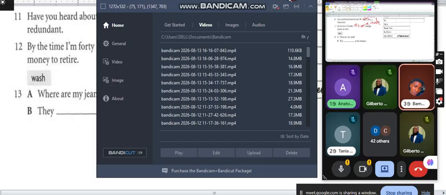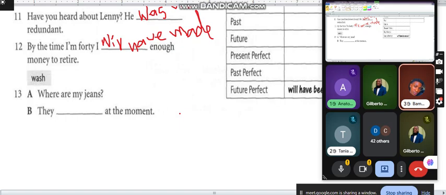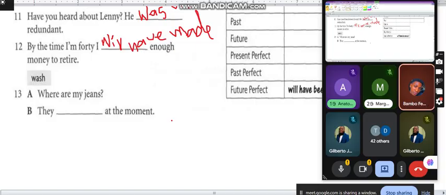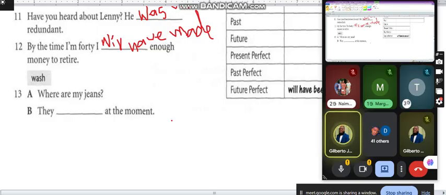So the correct answer is: are being washed. Okay, it should be "they are being washed at the moment" because we're talking about an action which is in progress as we speak, at the present moment, right? Where are my jeans? They are being washed. Okay, let's hear from the others if they have the same answer. Albertina, is it the same answer for you? Yes.